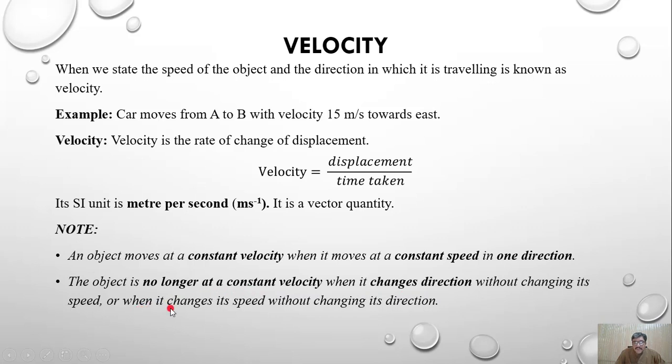Or in other words, you can say if speed is changing, for example, it is sometimes 15 meters per second, then 16, 17, 14, speed is changing but direction is not changing. You are moving in the direction of east, so it is also known as non-constant velocity.